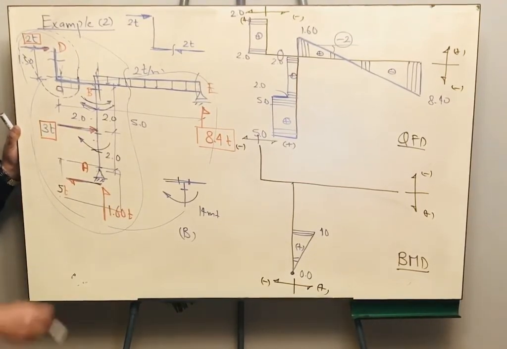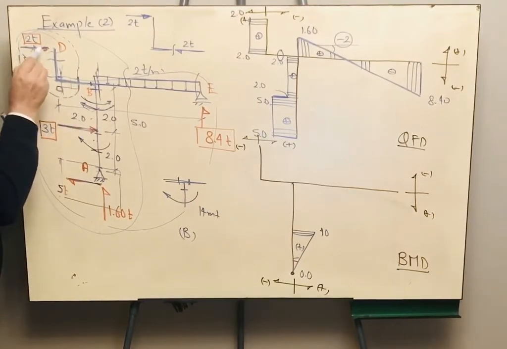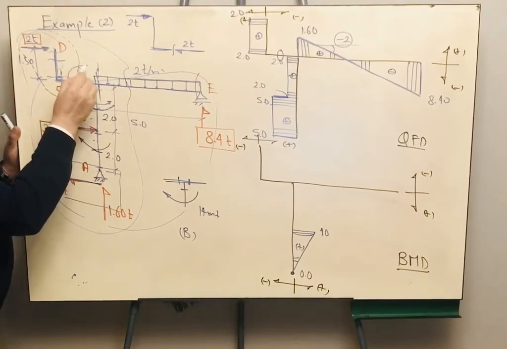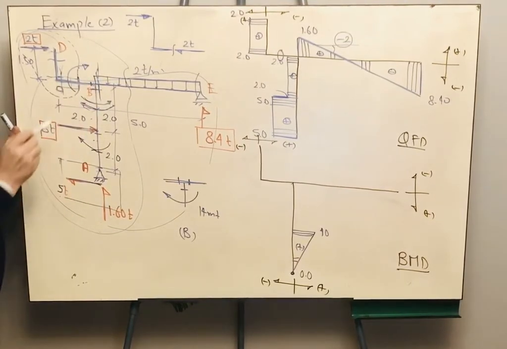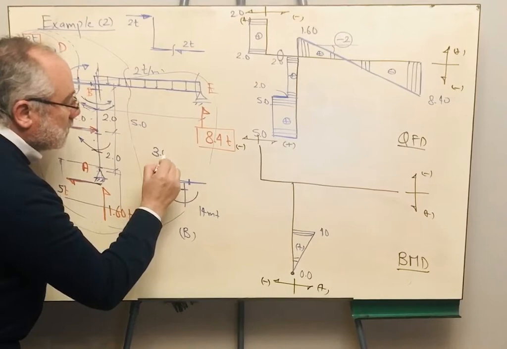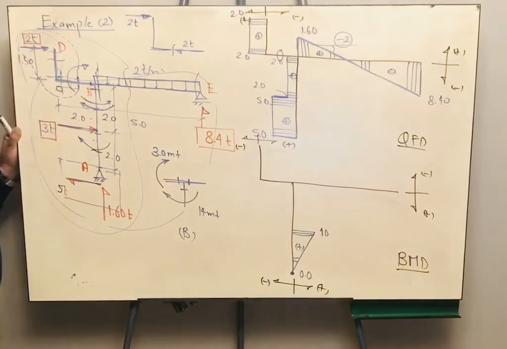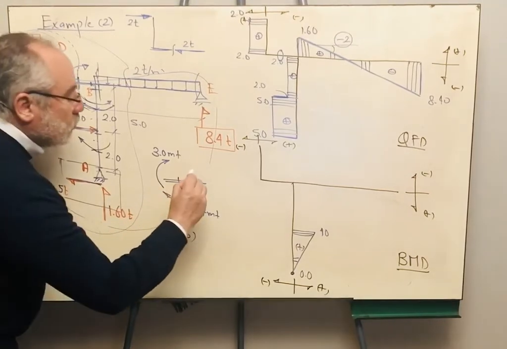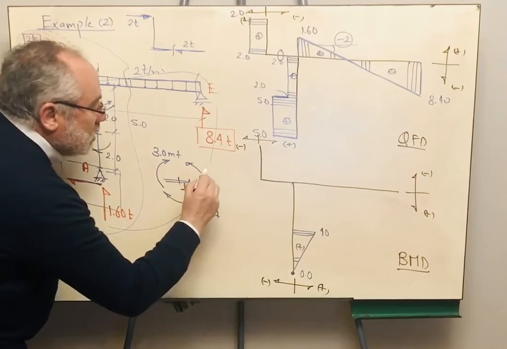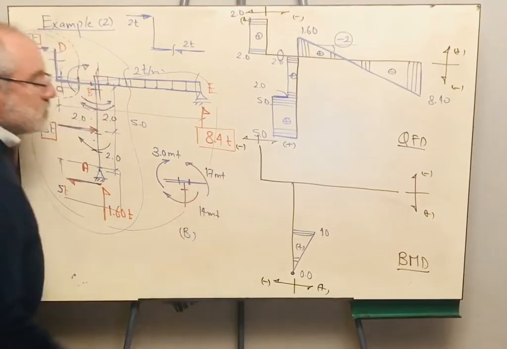Very good. On the other side, left of point B, I have nothing except the 2 ton force. The 2 ton force is rotating in this direction, right? Therefore, it is 2 multiplied by 1.5, it is 3 meter ton. How can this point be in equilibrium? There should be another force in this direction like that, right? And its value will be 17 meter ton.